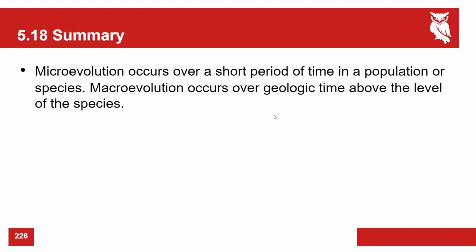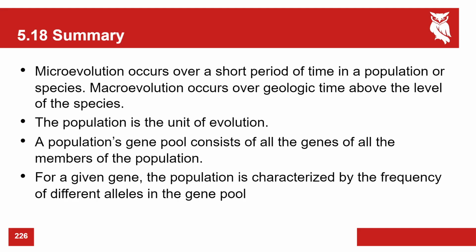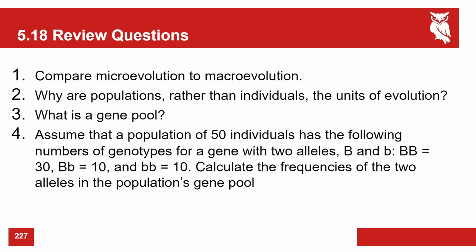So in summary, microevolution occurs over a short period of time in a population or species. Macroevolution occurs over geologic time above the level of the species. Population is the unit of evolution. The gene pool would consist of all the genes of all the members of the population. And then for a given gene, the population is characterized by the frequency of different alleles in that gene pool.